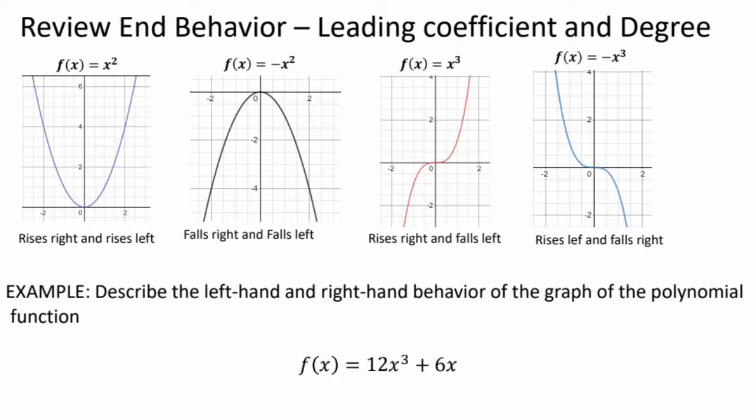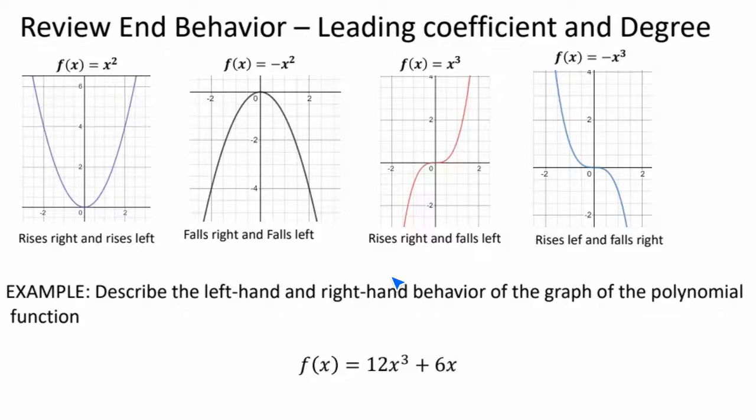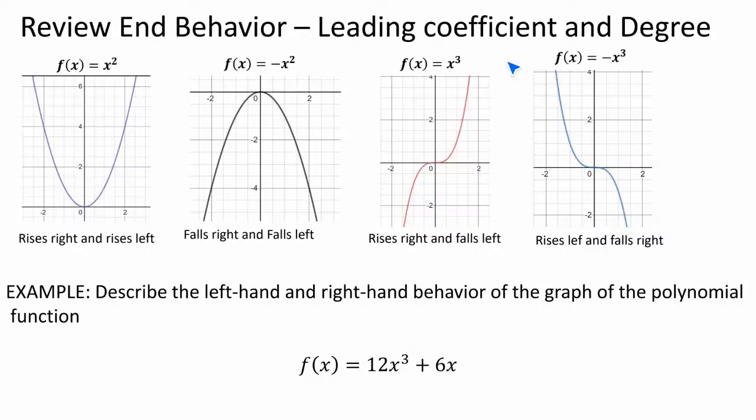One of the things that was done, I think in section 2.2 or 2.3, was the end behavior of a polynomial. I always like to tell my students, if you remember these four graphs, which we've been working with throughout chapter 1 and chapter 2, then you can always remember the behavior. For x squared, it rises to the left and rises to the right. A negative x squared falls to the left and falls to the right. The x cubed rises right and falls left. And negative x cubed rises left and falls right.